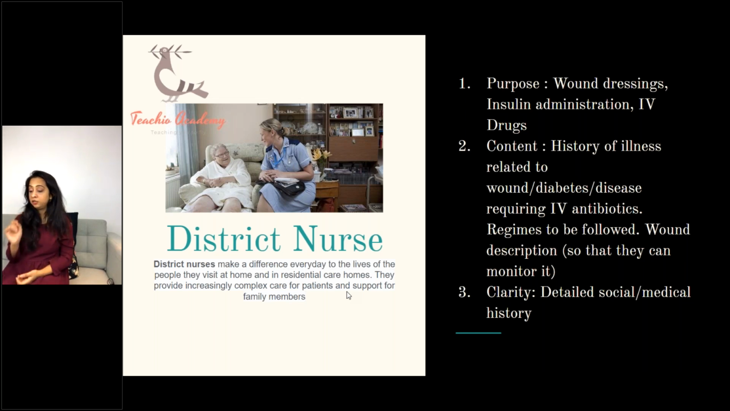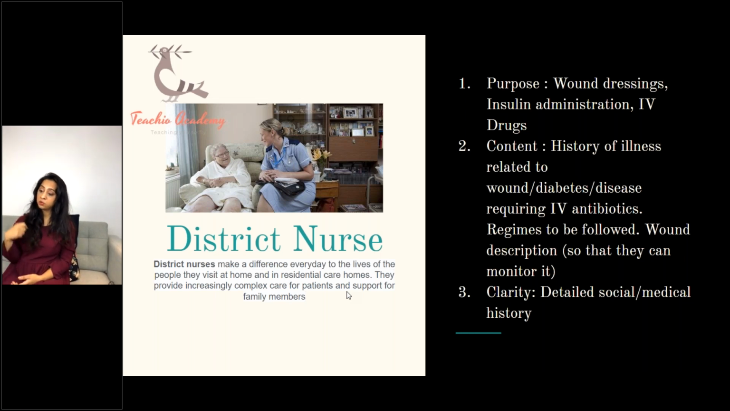They need to know about the color of the wound, the depth of the wound, the size of the wound, the treatments which have been given, whether there's pus coming out of it, because they're going to be monitoring the wound in the community. So they need to have a clear picture of what the baseline wound is. So make sure that you mention that.